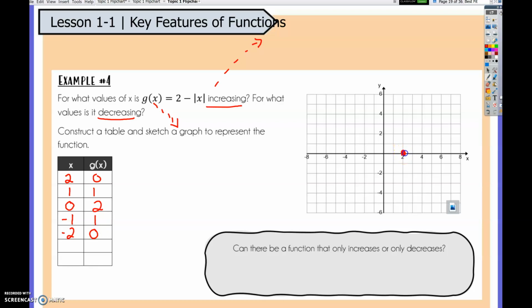I've got 2, 0, 1, 1, 0, 2, negative 1, 1, negative 2, 0. You can get the basic idea of what my function is going to look like here with my absolute value graph. Let's talk about when it's increasing. It'd be increasing when the slope is positive. Here's where our positive slope is. So it's increasing on this side, and it's decreasing on this side.